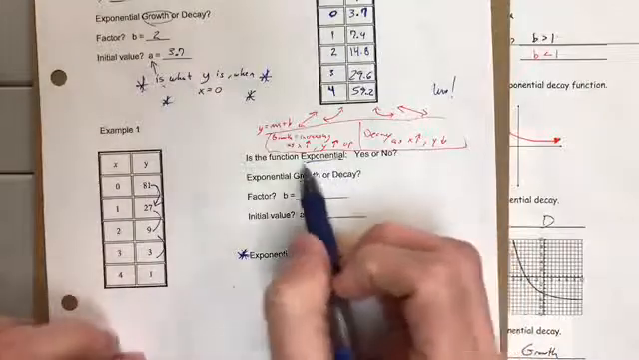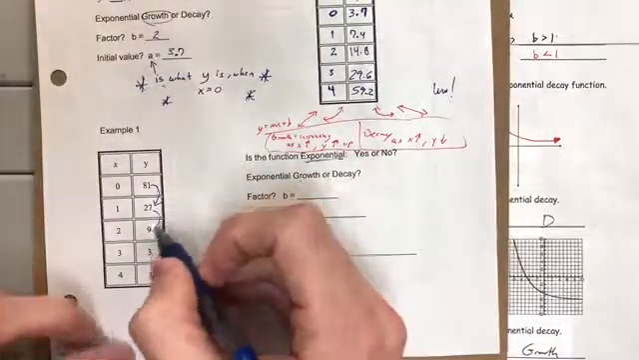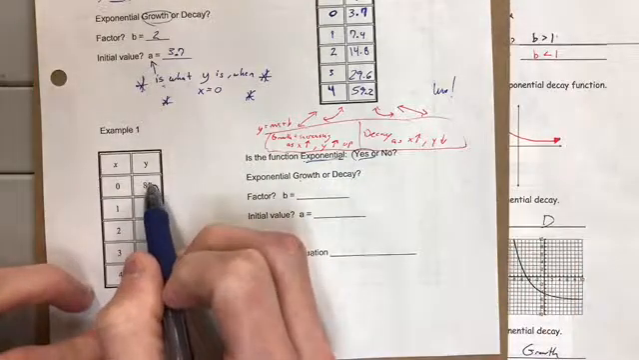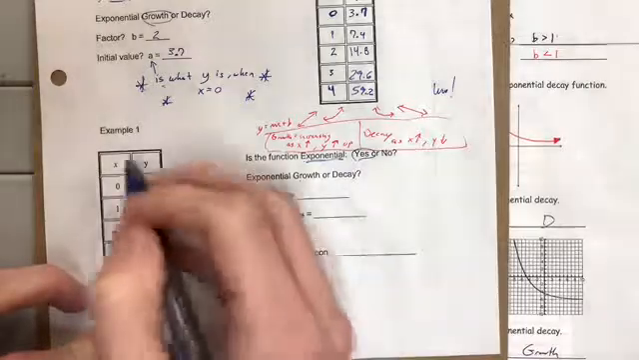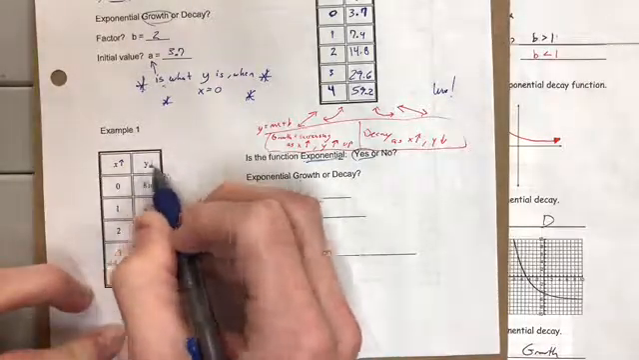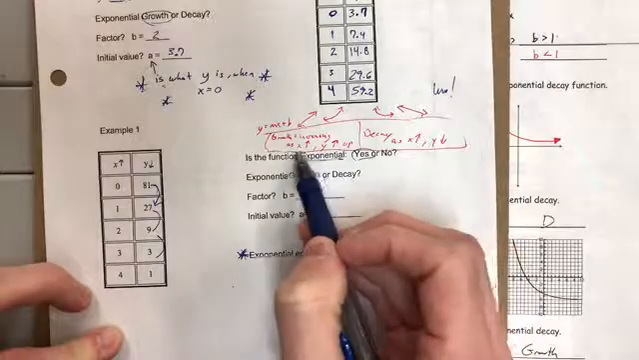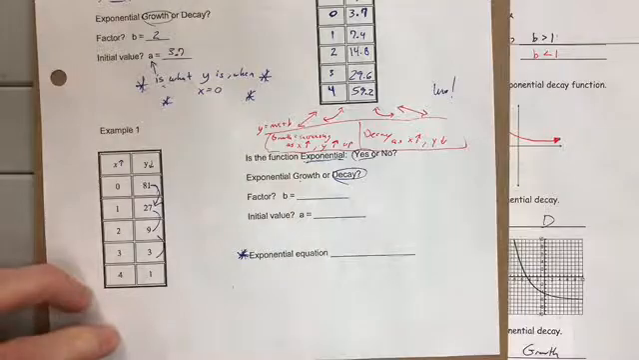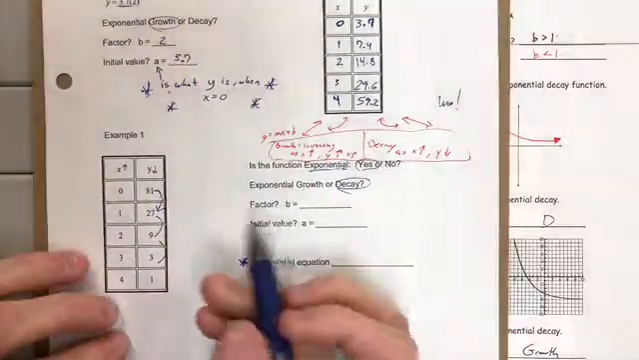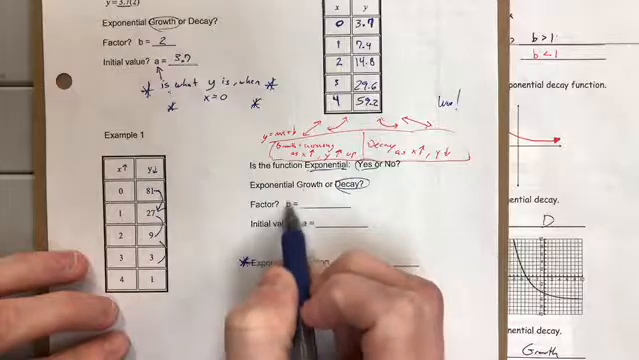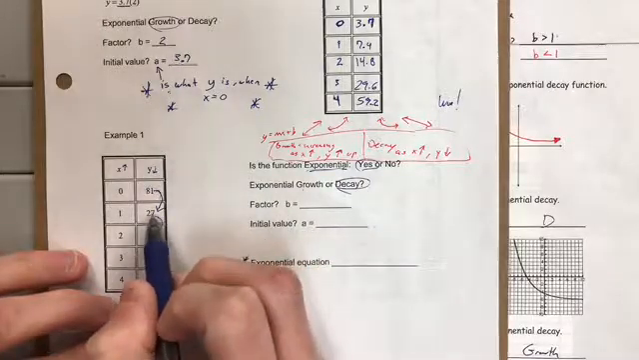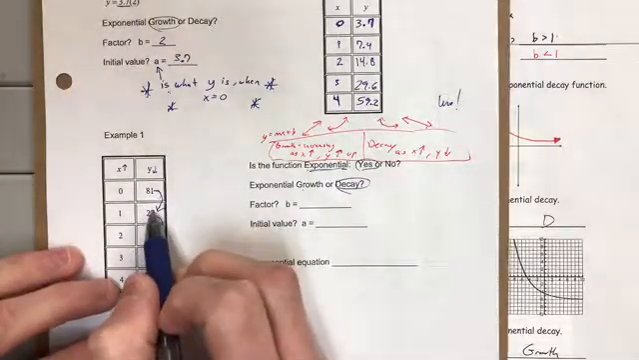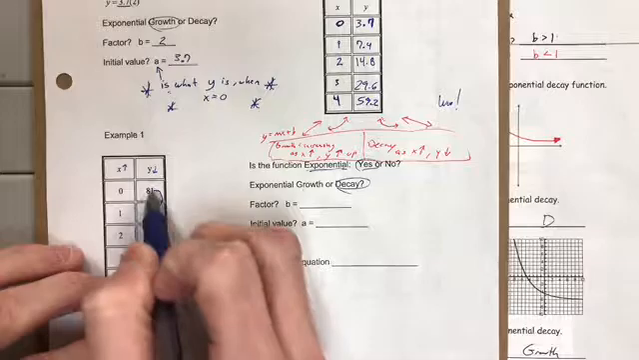All right, so is the function exponential? Yes, there's a factor going on. We're going to figure it out here in a second. Is it growth or decay? Well, y is going down as x is going up. So as x is going up, y is going down. Either of these look like that? Oh, there we go. So decay. All right, now let's find that factor. The factor is simply found by dividing one y by the previous term, the previous y before it. So this 27 divided by 81.